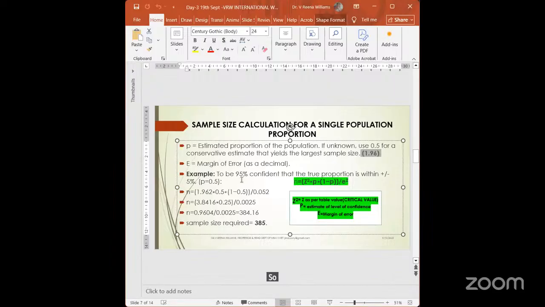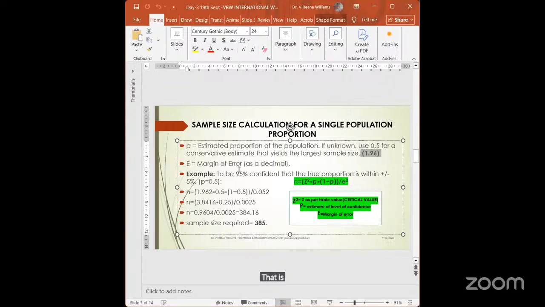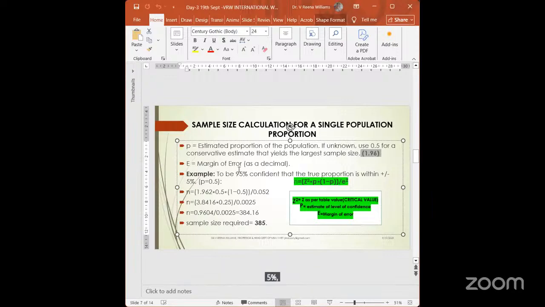So 95%, percent means out of 100, right? So I'm confident 95%. That means 5% I'm not very confident. That is the margin of error. It might fluctuate within that particular 5%, which I'm not very sure of. 95% I'm very sure, 5% it might be a little here and there. That is the meaning.